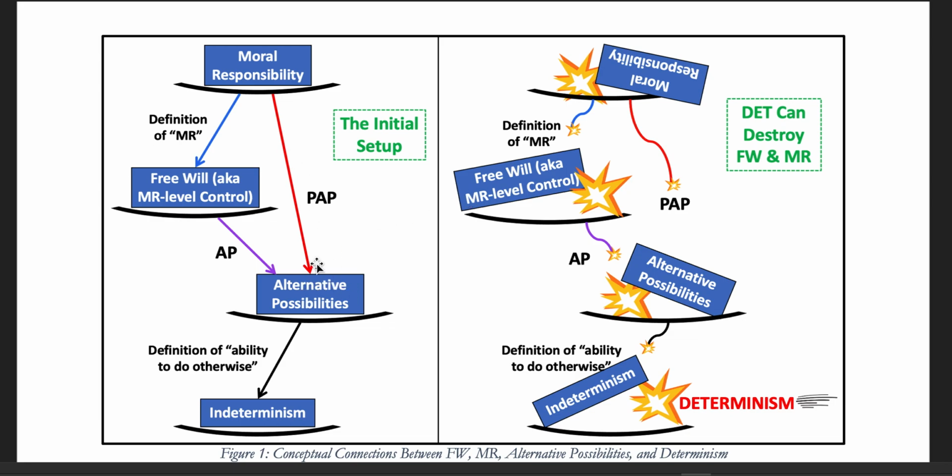The reason is just that they're tied together. If you tie them together, moral responsibility requires alternative possibilities, and that requires indeterminism, then determinism can come in and destroy this whole thing and flip everything on its head.